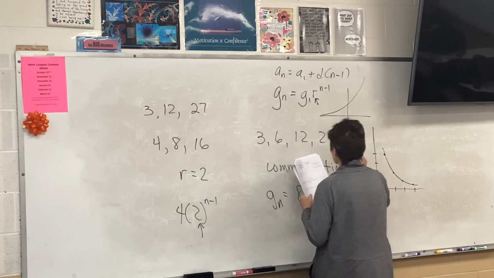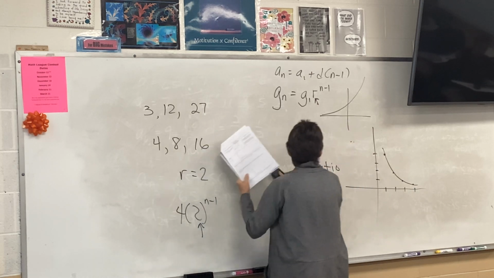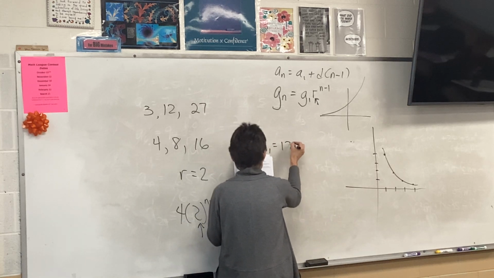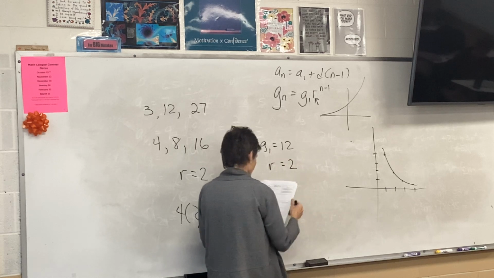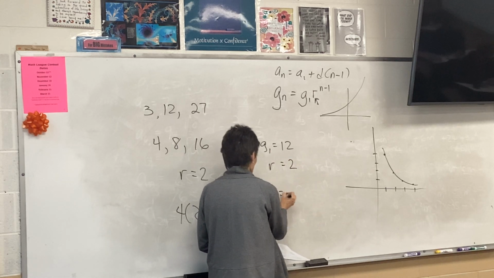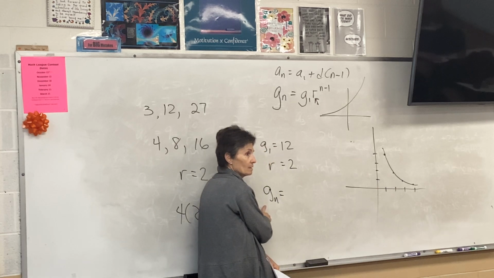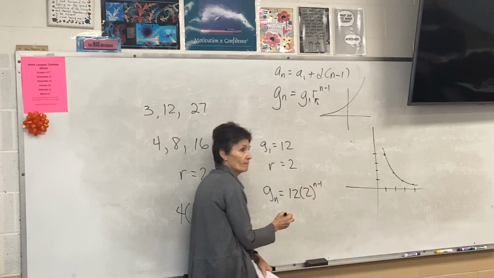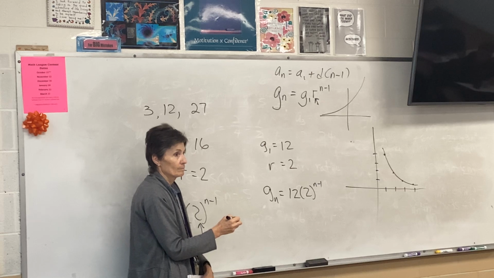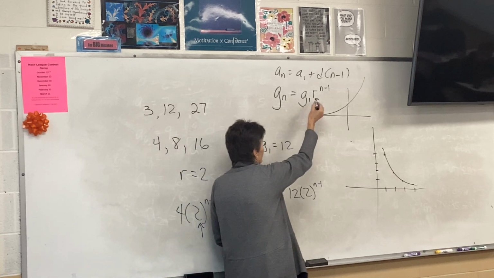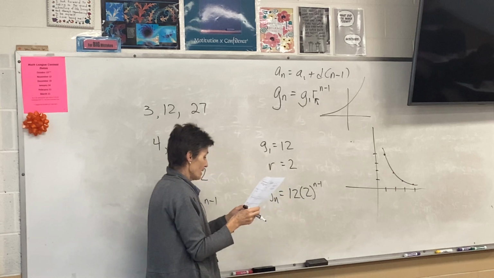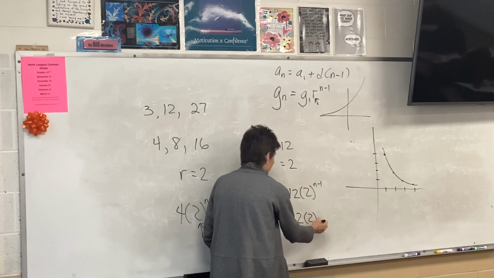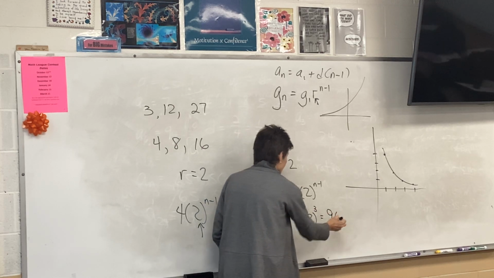Same thing we were doing with our arithmetic sequences, only now we're doing them with geometric. We know the first term is 12. We know the ratio is 2. We want to find an expression for g of n, well, that's easy. That will be 12 times 2 to the n minus 1. And then what's g sub 4? 96. Did you get 96?